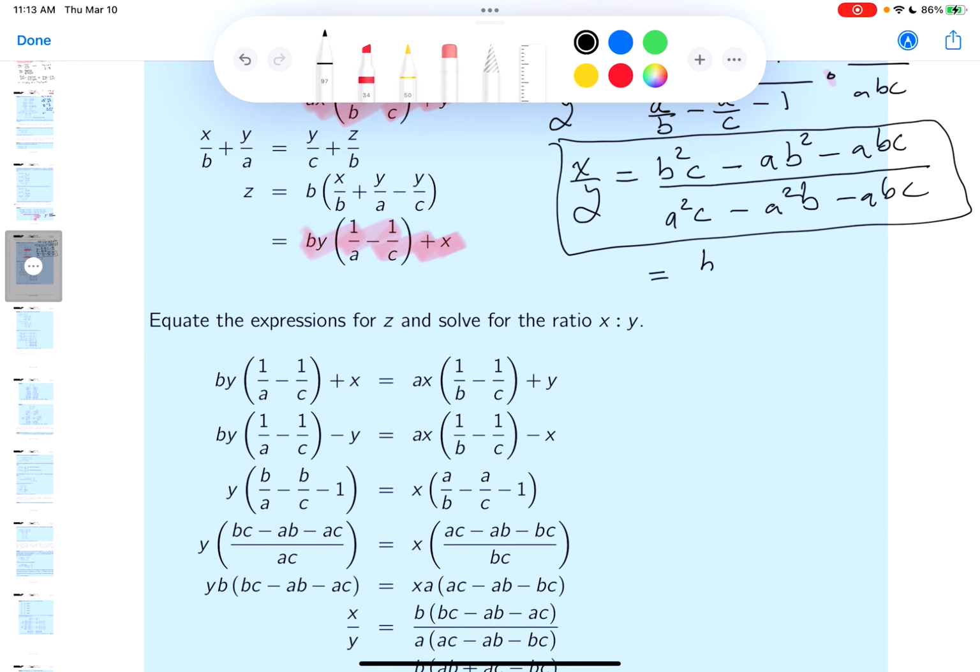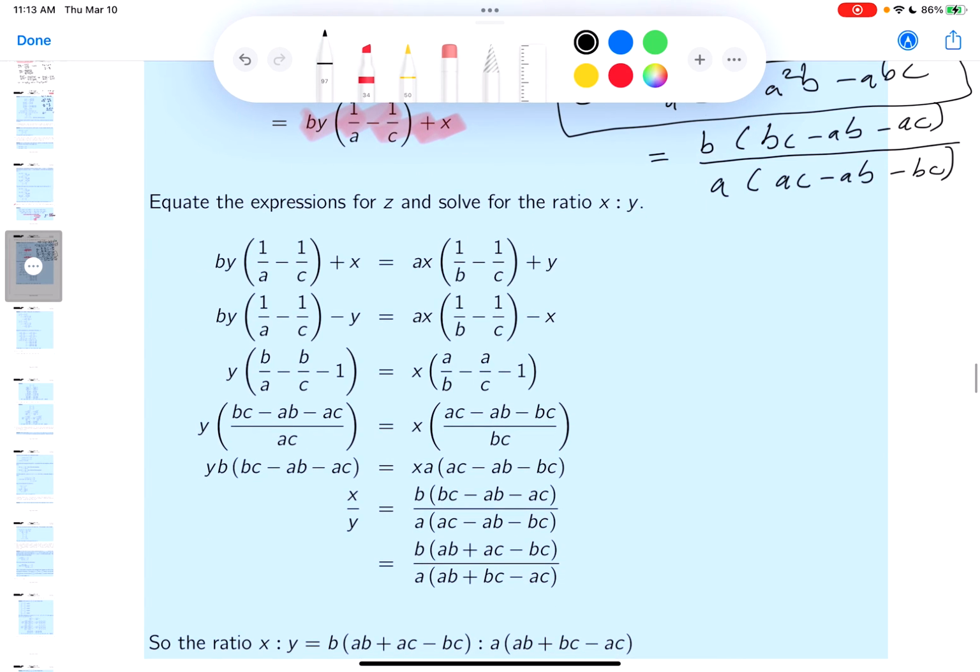But if you factor a b out from the top, what do you get? bc minus ab minus ac. On bottom, what do you get? You factor an a out, what do you get? ac minus ab, let's see, minus, factoring out bc, right?